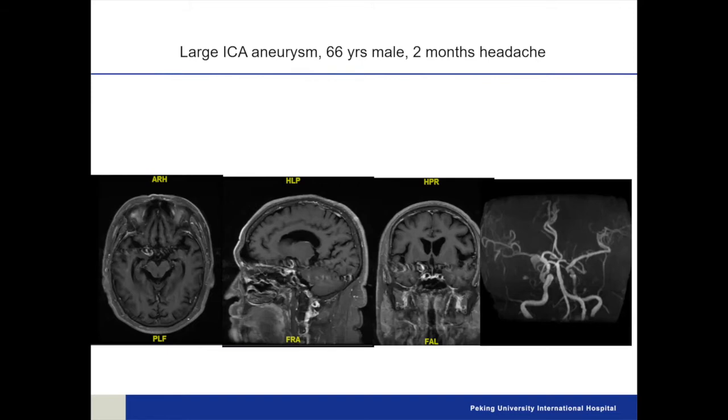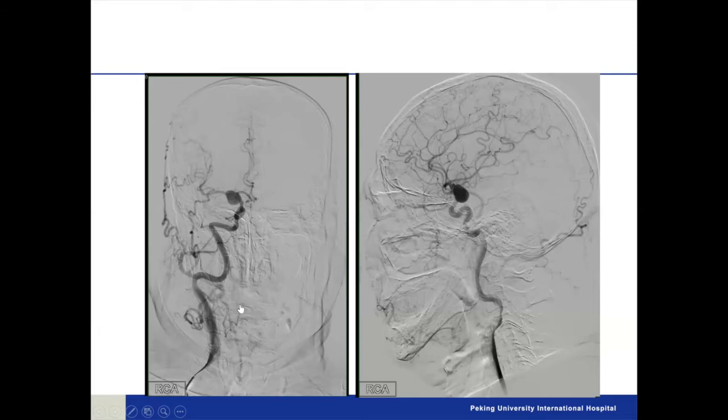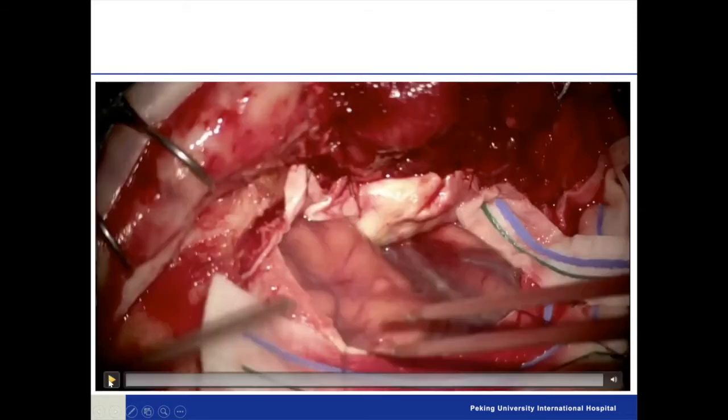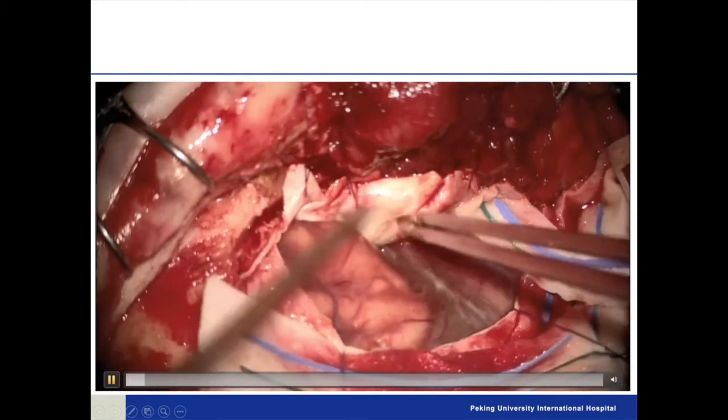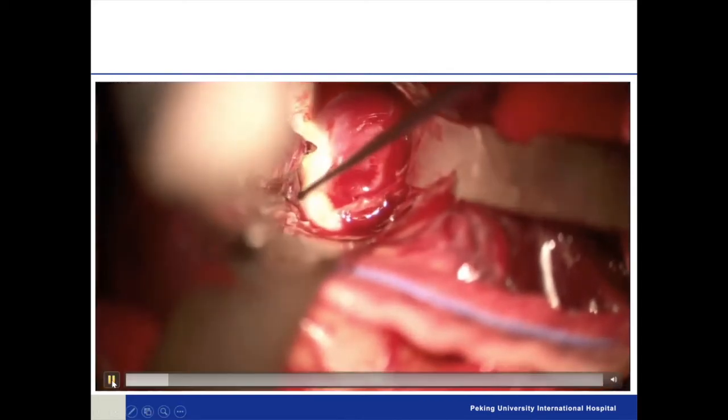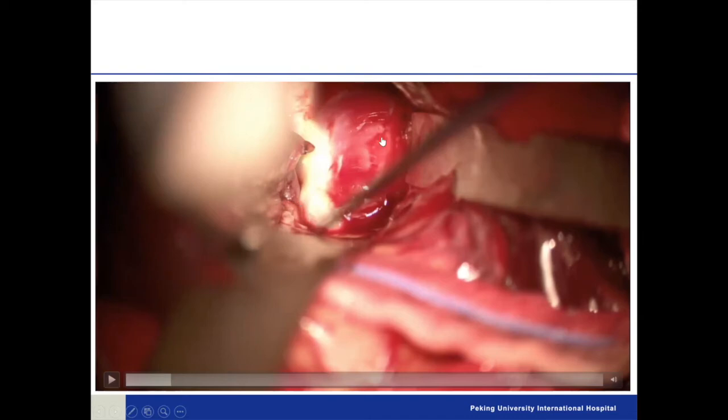So we can see for this case, it's a large carotid artery bifurcation aneurysm. With the temporary balloon occlusion, we can see the aneurysm become much easier to clip. Actually, this one is before the balloon works. We can see the reddish and thin aneurysm wall. It's very easy to rupture.